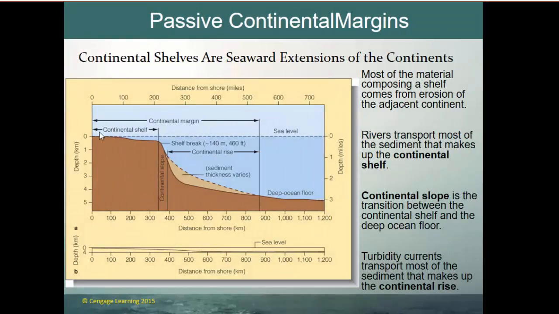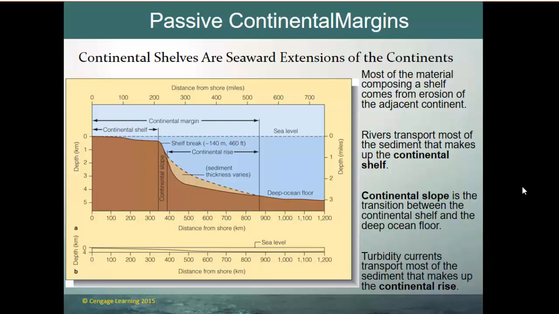So I said our continental shelves and our continental margins are really seaward extensions of the continents. Most of the material composing a shelf comes from the erosion of the adjacent continent. So here's our adjacent continent, and most of this material is all some type of sediment. Rivers transport most of the sediment that makes up the continental shelf.